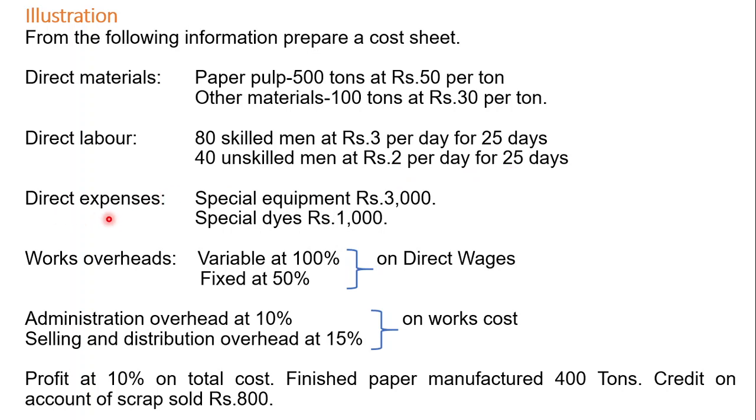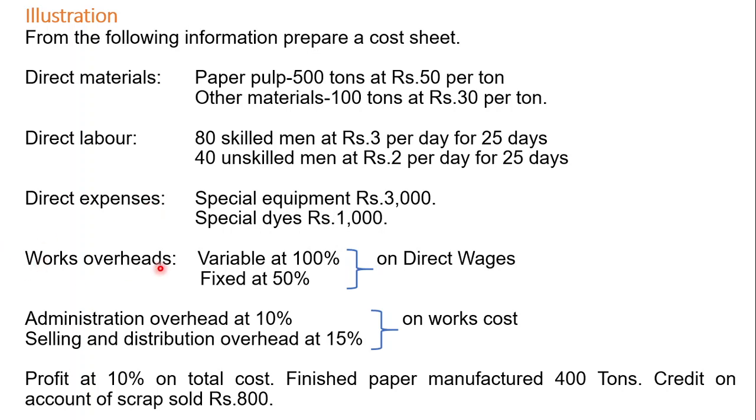Direct expenses. Here, the direct expenses amount is not given straight away. There are two separate items given under the direct expenses heading. Special equipment, rupees 3000, utilized for the manufacturing of paper. Similarly, special dies, rupees 1000. So special equipment and special dies, these two items of expenditure are to be categorized under the head of direct expenses. That's the specific information provided in this illustration.